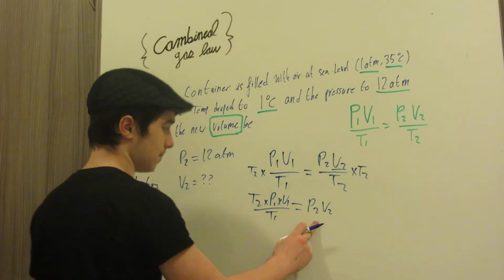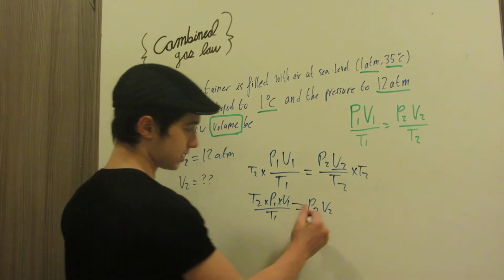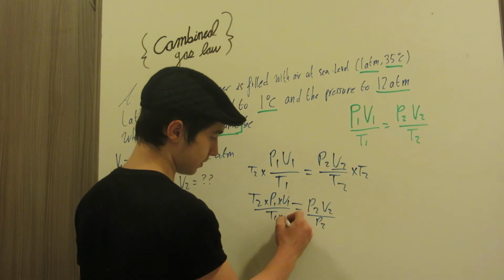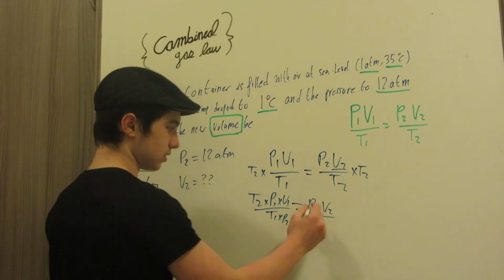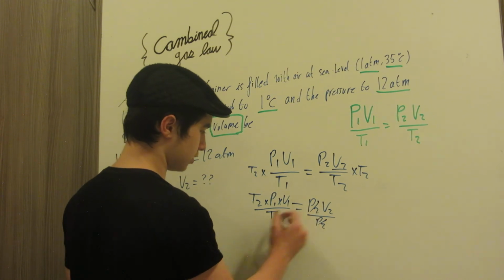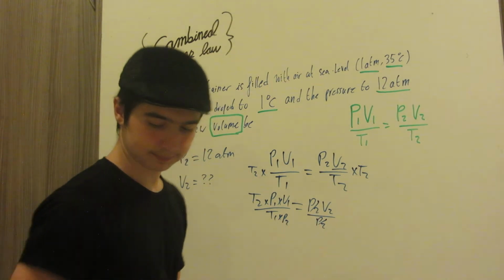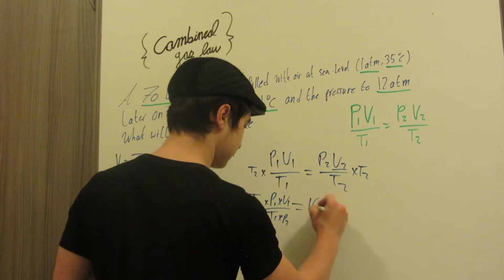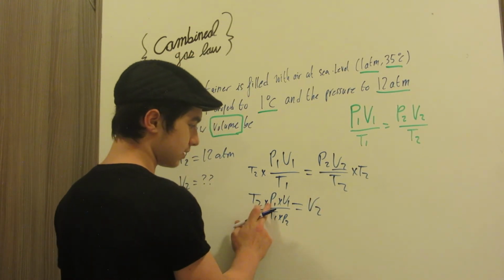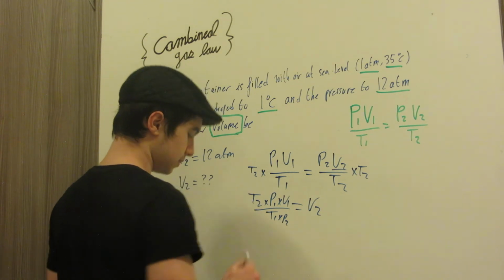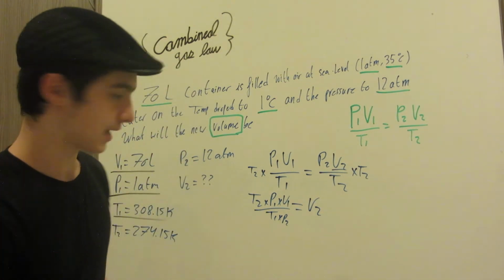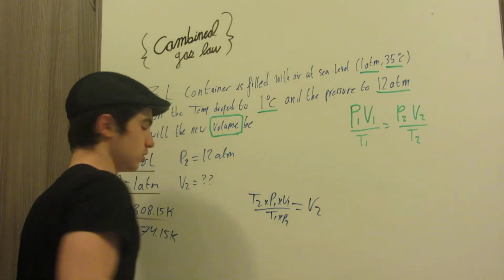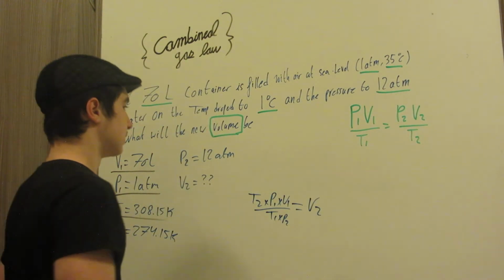In order to keep V2 on one side of the equation, we write P2 and we're going to divide it here, so it's going to be multiplied by the T1. So this cancels this out, and we're left with the new formula as this. V2 equals T2 times P1 times V1 over T1 times P2. This is the new formula that can be used to solve the question. Let's start solving according to this new formula that we just made.